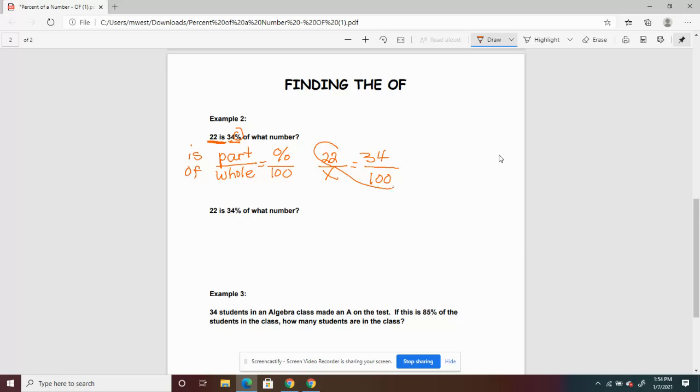So we're going to diagonally circle these two numbers, and we get 34x is equal to 2,200, I believe. Yes, 2,200. And then our objective is to isolate that variable, which is the x. So we're going to divide by 34. What you do to one side, you have to do to the other. These cancel out because 34 divided by 34 is 1. You're left with x, and x equals 64.7.